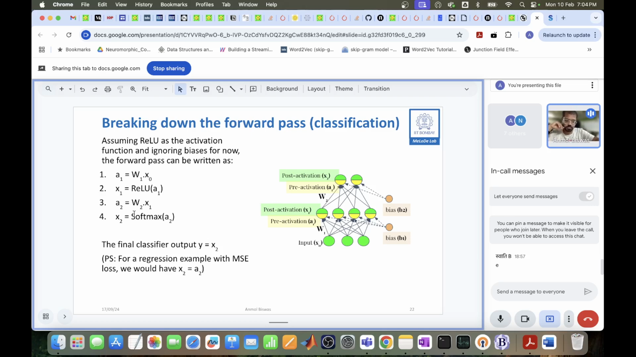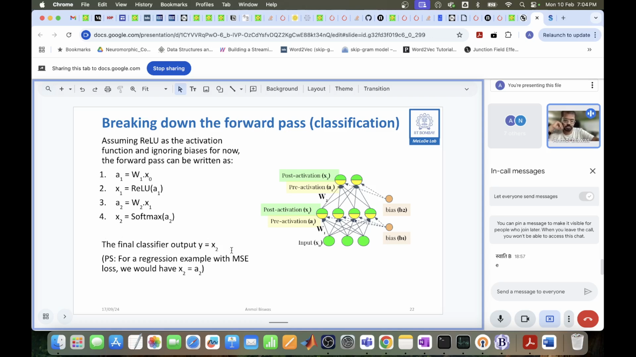Then third step is again weight multiplication. So a2 equals w2 times x1, right? And then the final processing step is softmax, right? So you apply x2 equals softmax of a2, and that is your final classified output y equals x2.